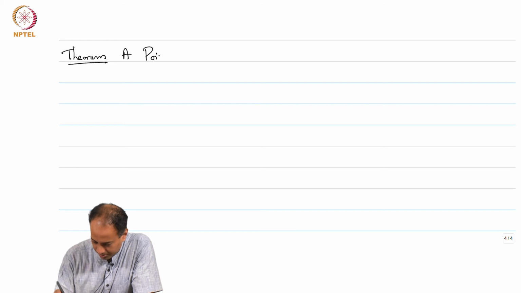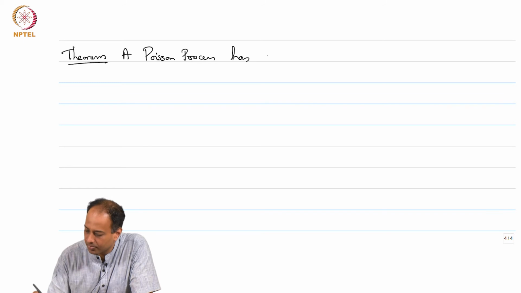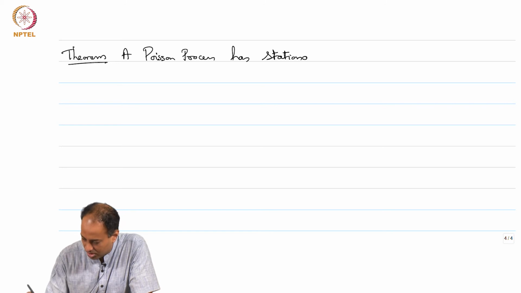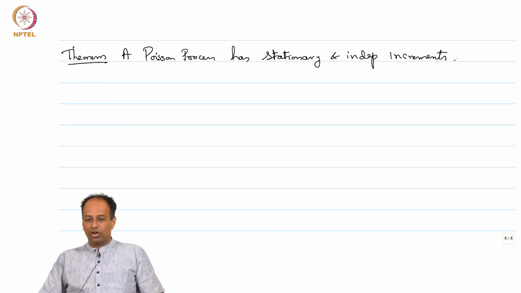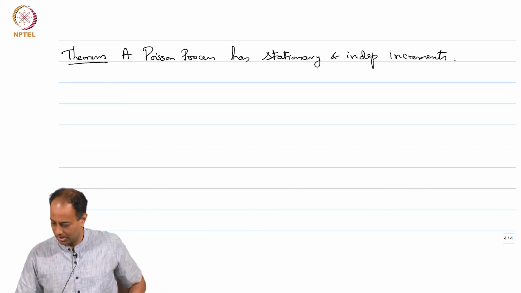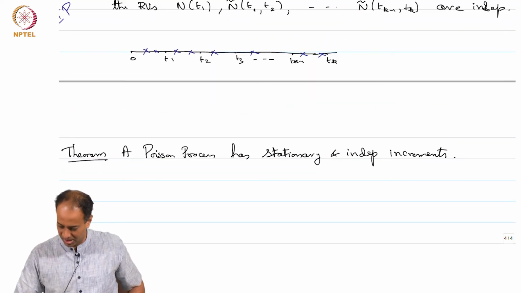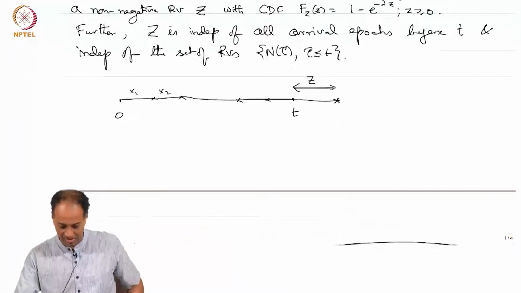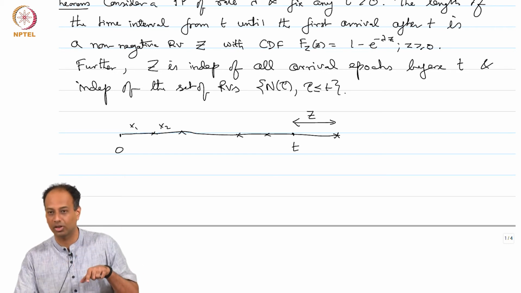Poisson process has stationary and independent increments. So, this theorem is actually a consequence of the memoryless property that we proved previously. You remember this theorem, right. Both IIP and SIP are consequences of this theorem.